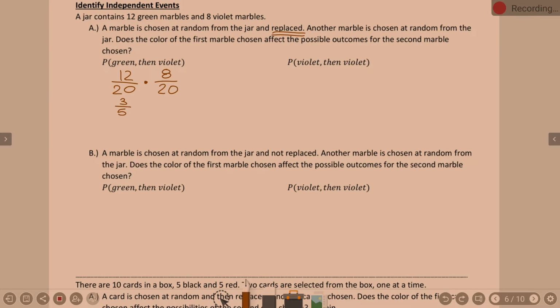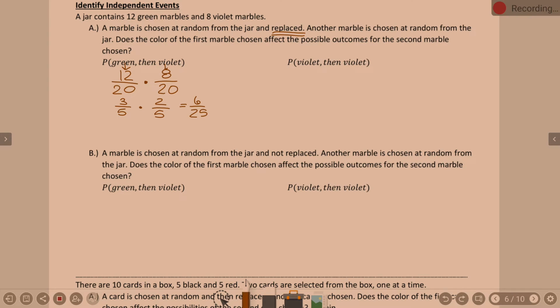Three-fifths. If you divide by 4, 8/20 is 2/5. I can now multiply without picking up my calculator, right? What is 3/5 times 2/5? 6/25. Okay? Now, that was your green and violet.